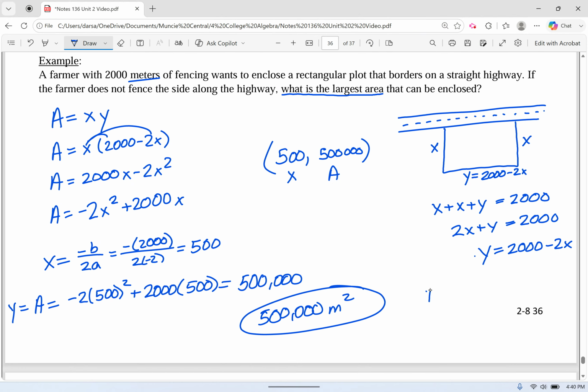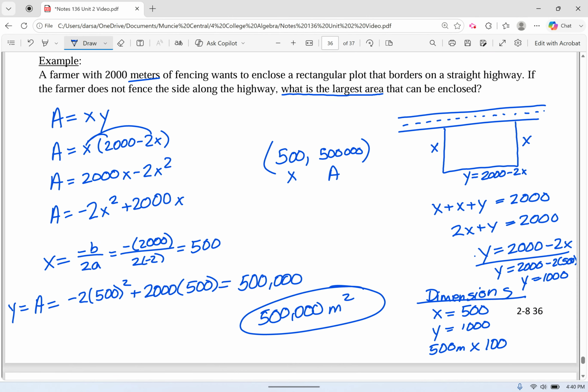Sometimes they will ask you for the dimensions. If they ask this, they want to know what is X and what is Y. So remember, we know that the X that will maximize us is 500. If we plug that back into this equation right here, we get y equals 2,000 minus 2 times 500, or y is 1,000 meters. So the dimensions that we would want to write would be 500 meters by 1,000 meters. And that is kind of how you would write that.